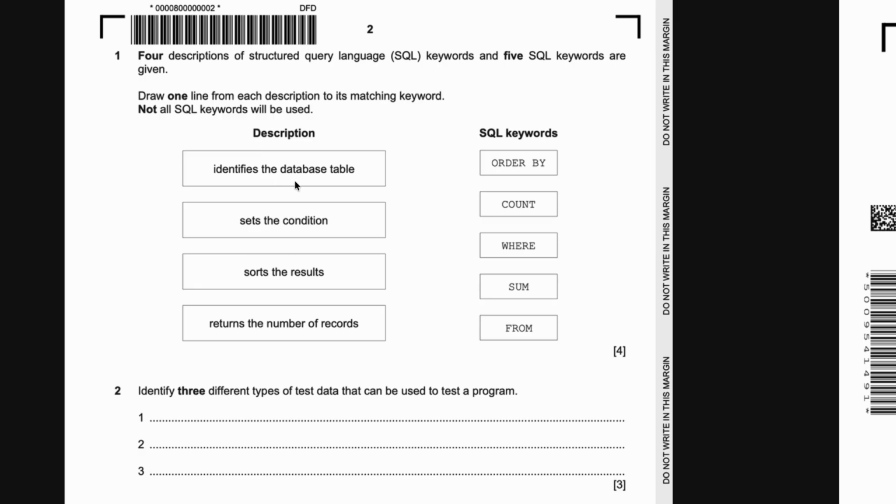So firstly, identifies the database table. That is the keyword from. Sets the condition, that is where. Sorts the results, so for sorting we will use order by, and returns the number of records, that will be count. All right, cannot help you much with those, you just have to memorize the SQL keywords and their descriptions.